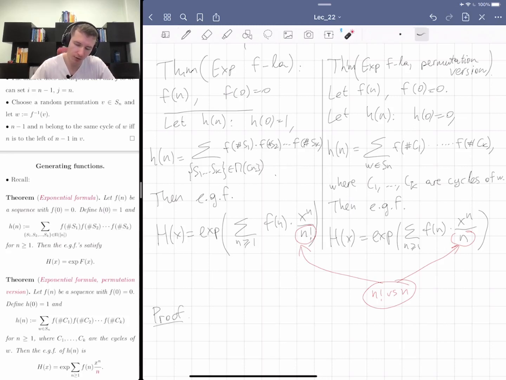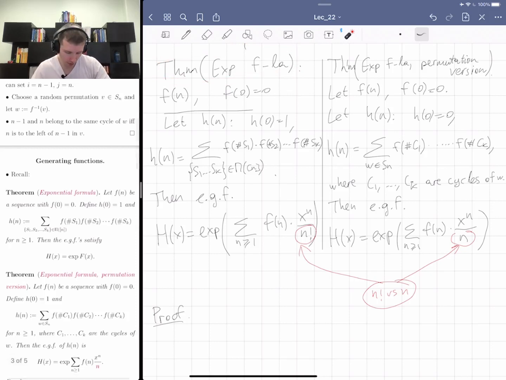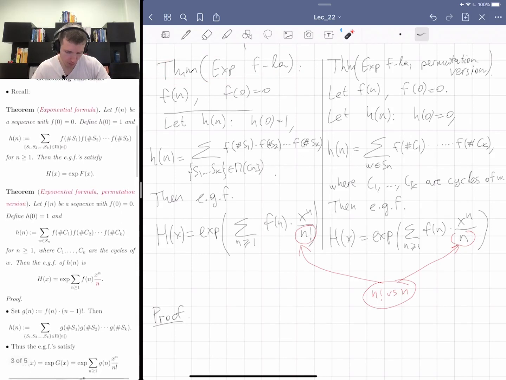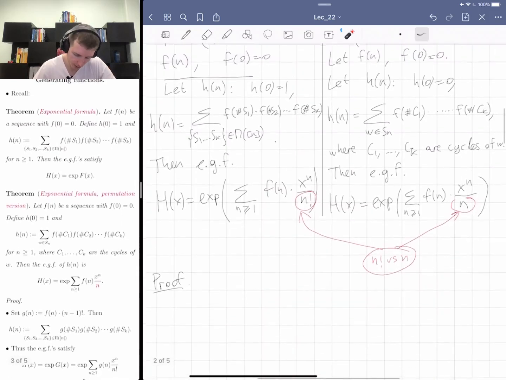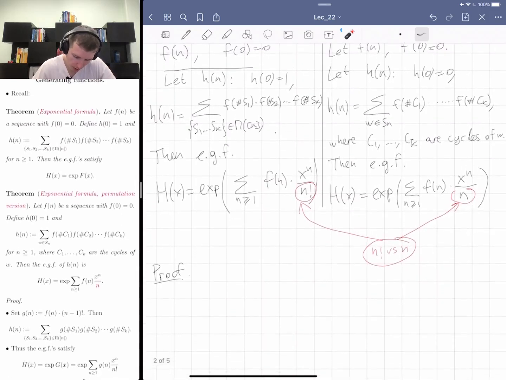And the proof is going to be, I'm going to deduce the permutation version from the usual exponential formula. So here's the proof. It's very short, I guess. I'm going to introduce another sequence.